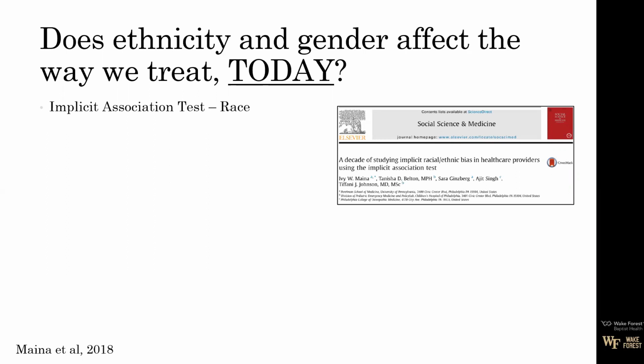So this group looked at all the studies of healthcare practitioners taking this test. Within their inclusion criteria, they found 35 articles.